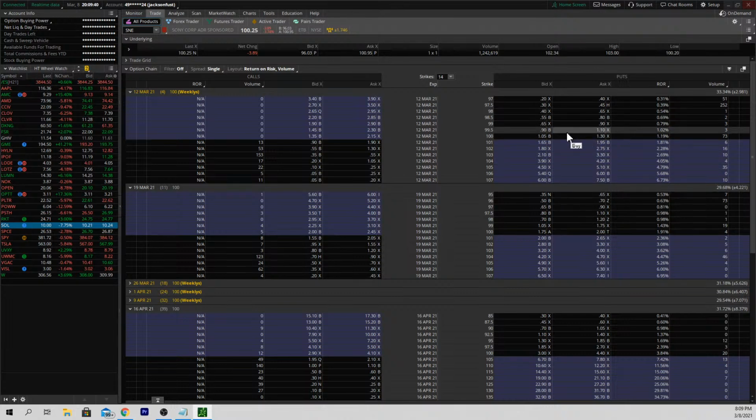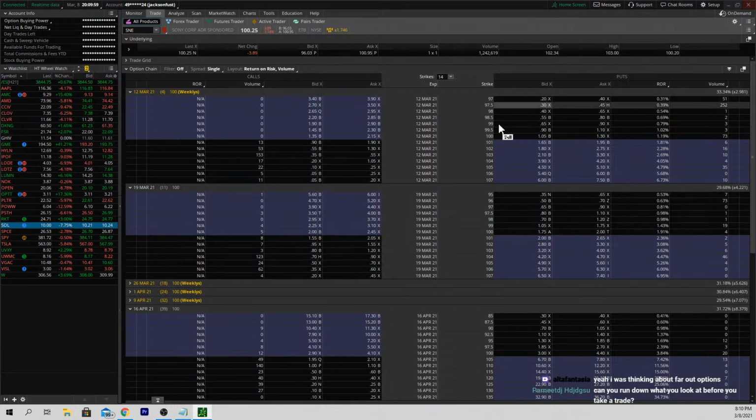Decent returns, I guess, if you're looking at just between 1% and 2% a week. I think these were roughly at the money, so 1.19% a week. Far out options. As far as what we do, we sell options, and we like to sell options on things that have solid premium. This is one that maybe doesn't have the best premium in the world.